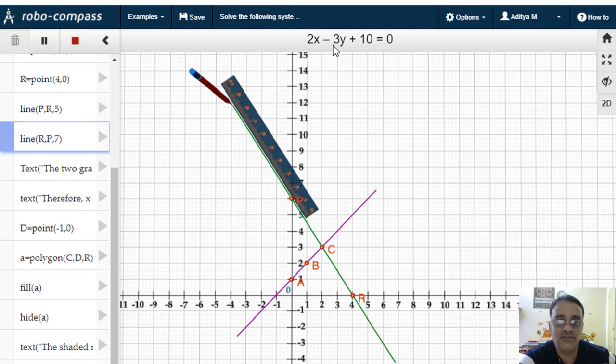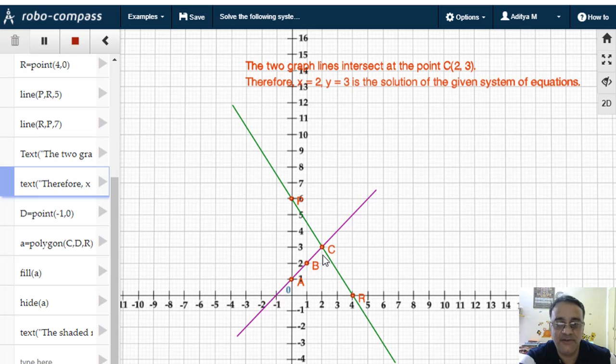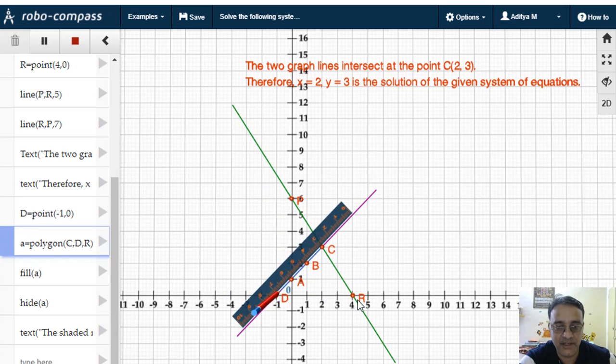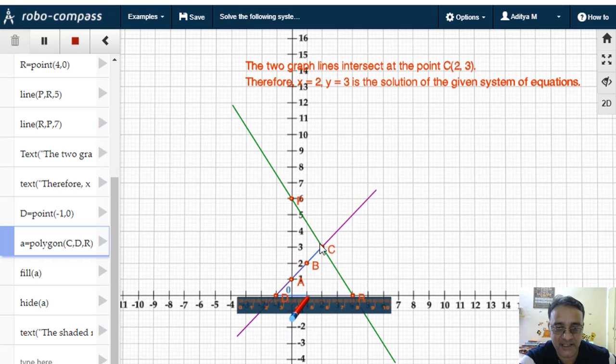Okay, so these are the two lines. So two graph lines intersect at point C, 2, 3. So therefore x is equal to 2 and y is equal to 3 is the solution of the given system of equations. So इस पॉइंट को हम लोग D ले रहे हैं और इस पॉइंट, ये तो पॉइंट R ही है. So एक जो ट्राइंगल हम लोग को एक्स एक्सिस के साथ मिल रहा है वो ये वाला ट्राइंगल है CDR.